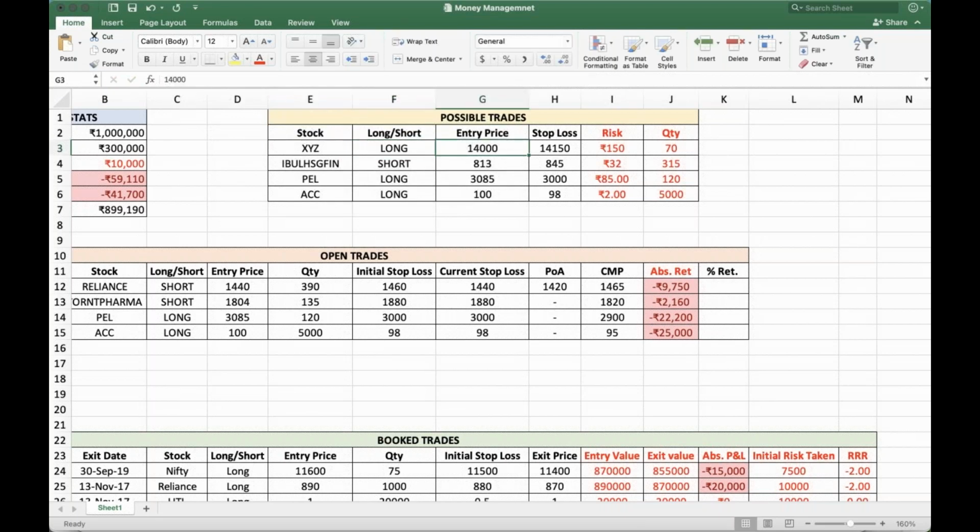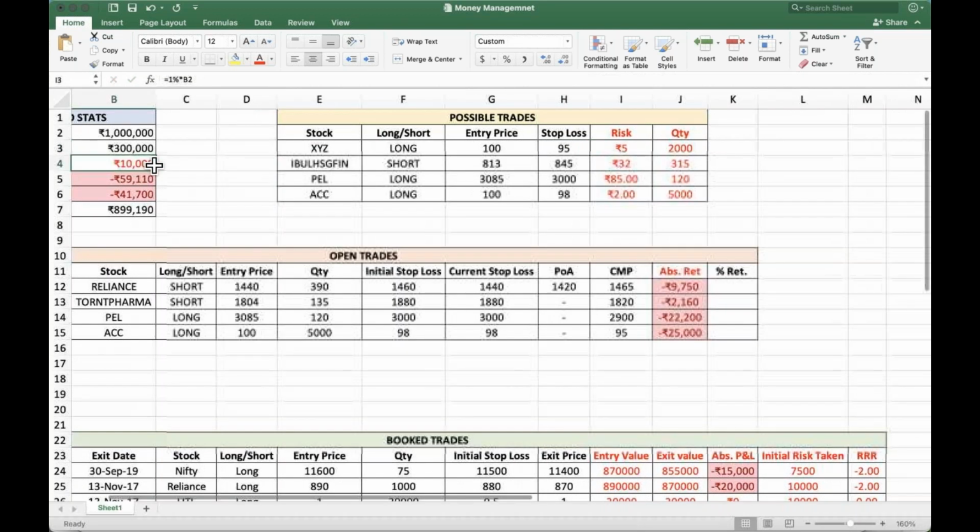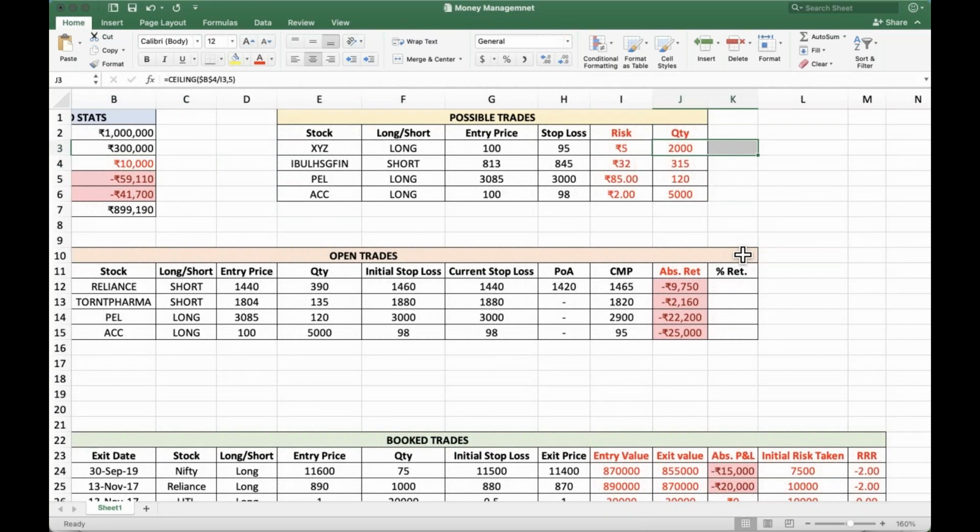And your entry price is, let's say, 100 rupees. And your stop loss is 95 rupees. So how much is your risk? 100 minus 95, 5. And how much risk are you taking total? 10,000? So 10,000 divided by 5, 2,000 quantity gets calculated automatically.